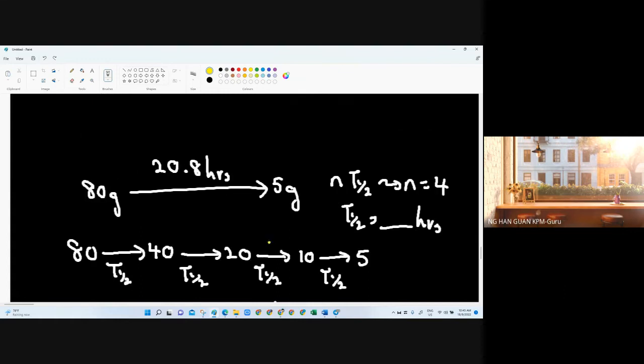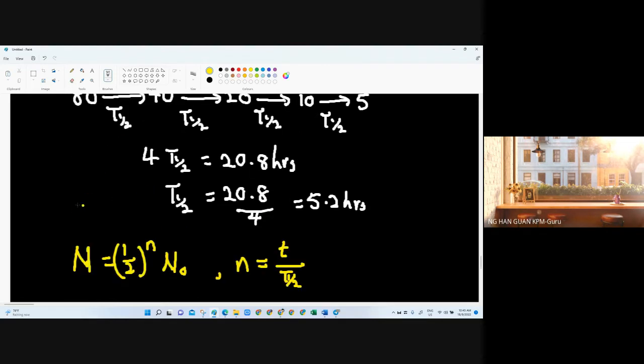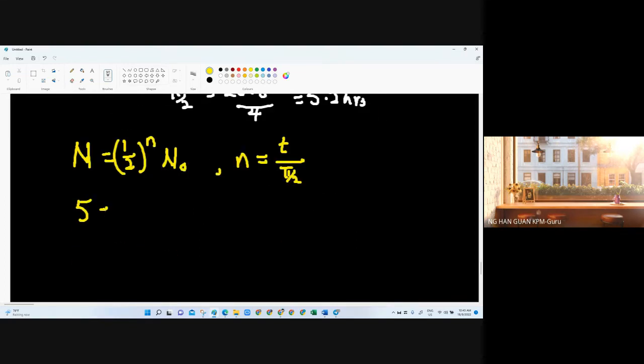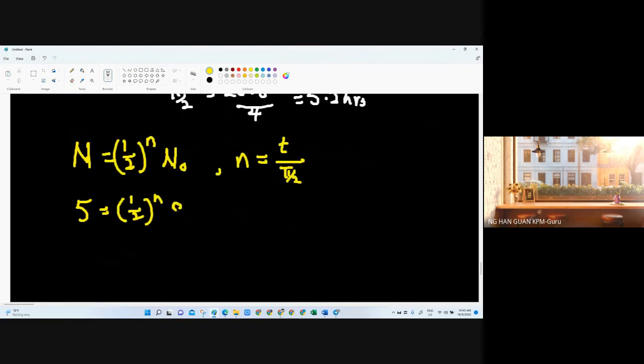So if you want to solve this question by the formula, then how? The formula is N equals 1 over 2 to the power of n, multiplied by N naught. Remember, this n is the number of half-lives, which is the total time divided by the half-life time. N is our final amount, which is 5 gram. The original N naught is 80.